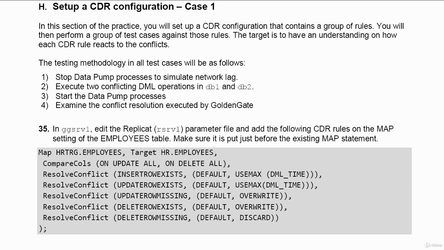In all test cases, the testing methodology will be as follows. You stop the data pump processes in all the databases to simulate a network lag. Then you execute two conflicting DML operations in the databases. After that, you start the data pump processes. And finally, you will examine the conflict resolution executed by Oracle GoldenGate.